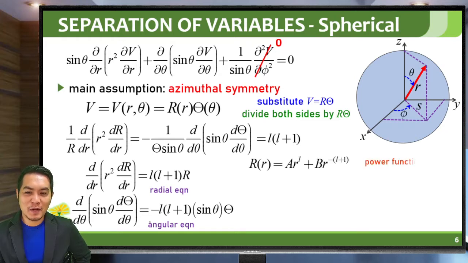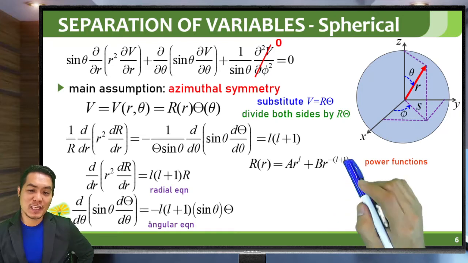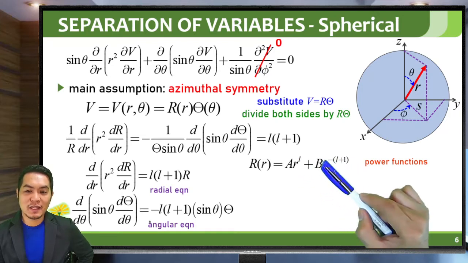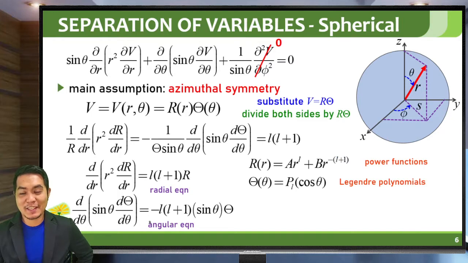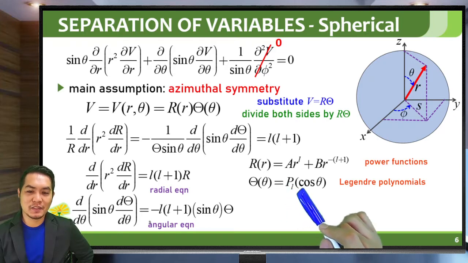So for the radial equations, the solutions are power functions. It's actually r to the L and r to the negative (L plus 1). Those are the solutions. And for the theta, or the angular equations, the solutions are Legendre polynomials, P_L of cosine theta. So our x here is cosine theta.